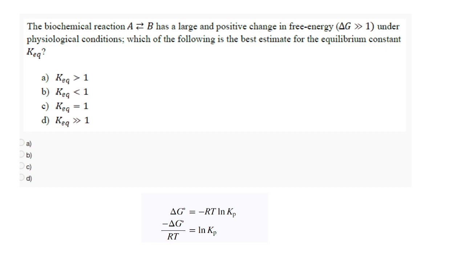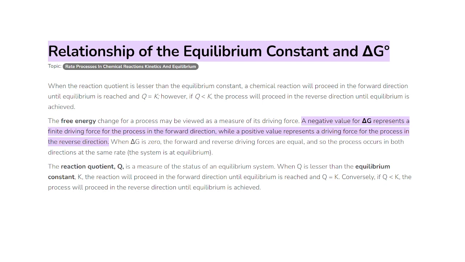Option D. K is greater than 1. So okay, let's see. Delta G naught is equal to minus RT ln K. The equilibrium constant and delta G naught. When the reaction quotient Q is lesser than the equilibrium constant, the chemical reaction will proceed in the forward direction and equilibrium is reached when Q is equal to K. However, if Q is greater than K, the process will proceed in the reverse direction.